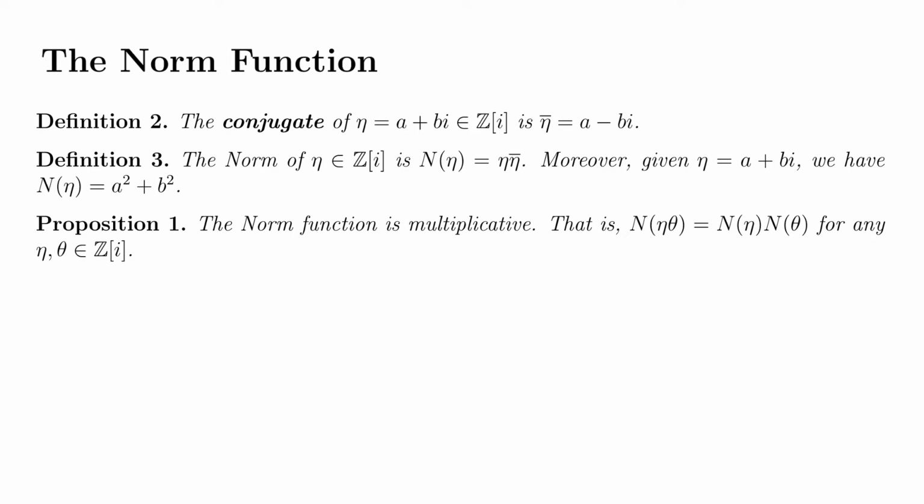The norm function is a very useful tool for identifying the units and prime elements in the Gaussian integers. Recall that the conjugate of some eta equal to a plus bi is denoted eta bar equal to a minus bi. The norm of some eta in Z adjoin i is eta times eta bar. Moreover, given eta equal to a plus bi, we have that the norm of eta is equal to a squared plus b squared. The norm function is also multiplicative, meaning that the norm of eta theta is equal to the norm of eta times the norm of theta.